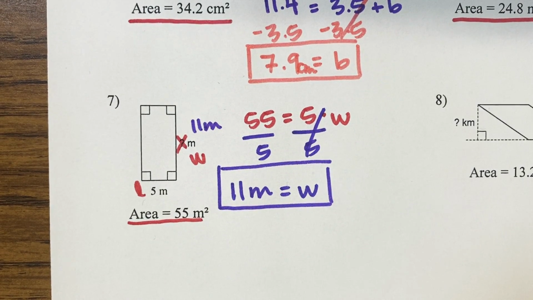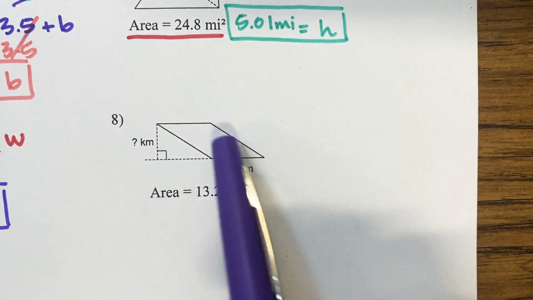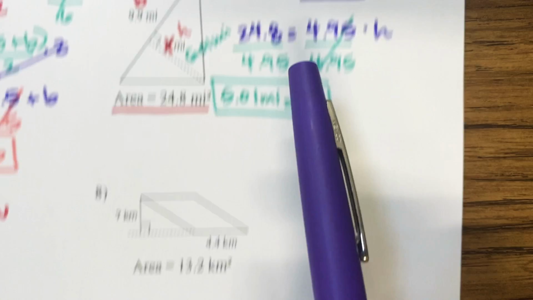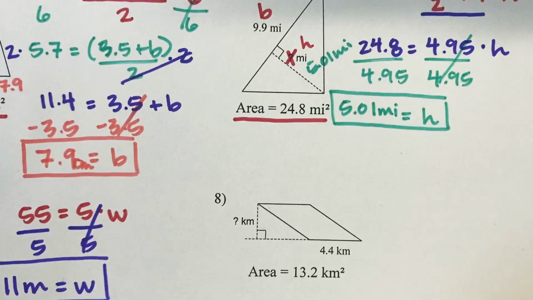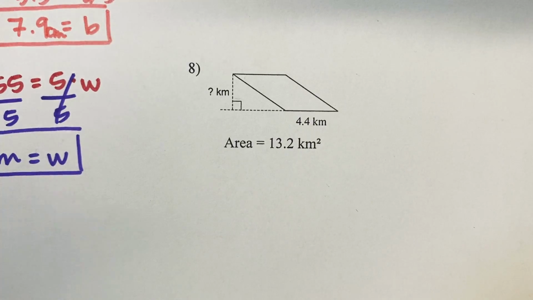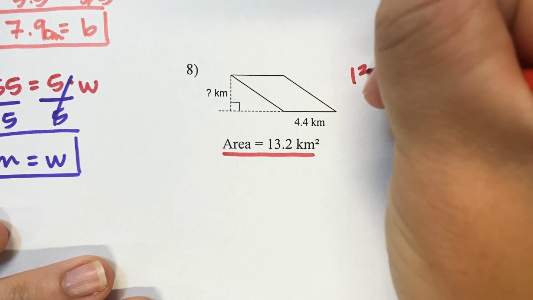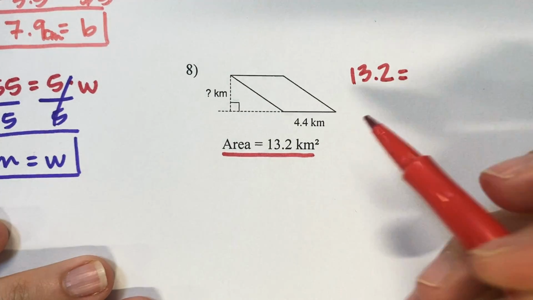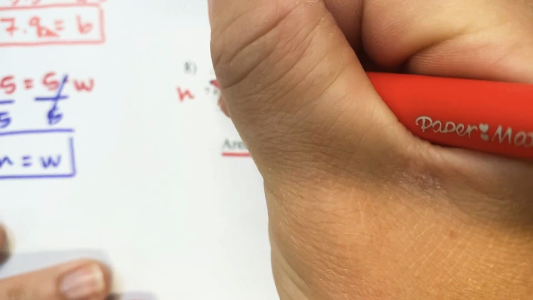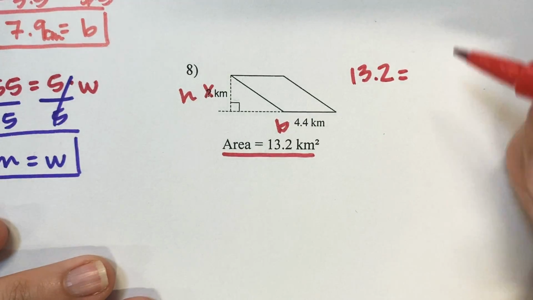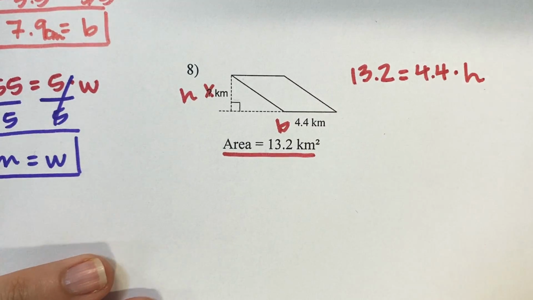Great job. Okay, last example. What shape are we working with on number 8? It's a slanty rectangle, which we call parallelogram, so we need our base and our height. Okay, well, let's label and plug in what we know. So we know our area. So we're going to plug in our area equals base. Well, our base is 4.4 times our height, which is our question mark, or X. So easy peasy, let's do 4.4 for our base times H for our height.